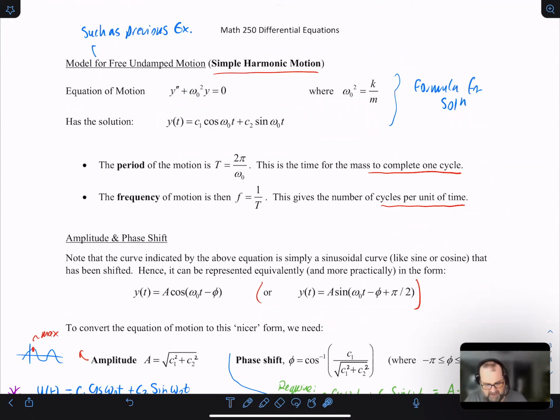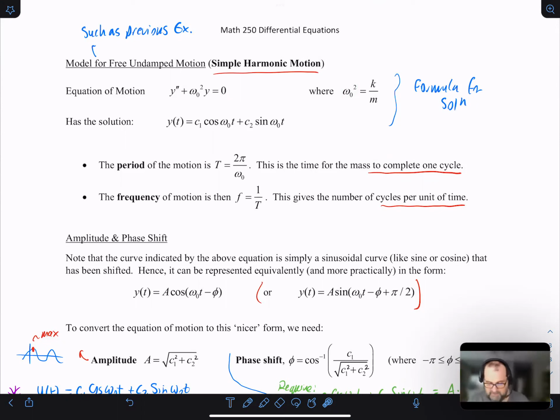We also have the idea of the period. The period of the motion is how long it takes before it repeats itself. So the period is found by 2 pi over this omega 0 number. And then the frequency is just the reciprocal of the period.